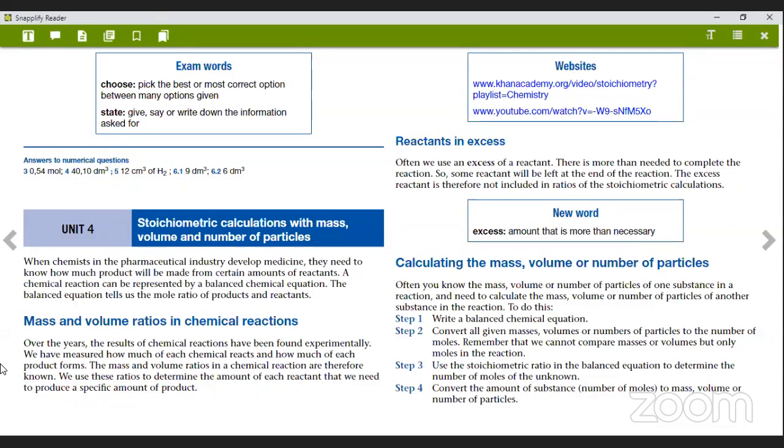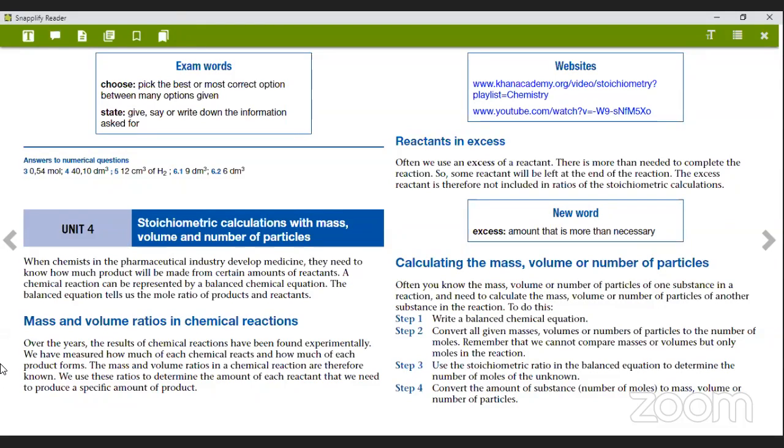Okay, reactants in excess. That's a new thing that we haven't dealt with. We often use an excess of reactants. There is more than needed to complete the reaction, so some reactants will be left at the end of the reaction. The excess reactant is therefore not included in the ratios of the stoichiometric calculations. Excess is the amount that is more than necessary.